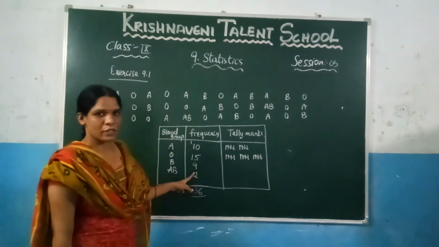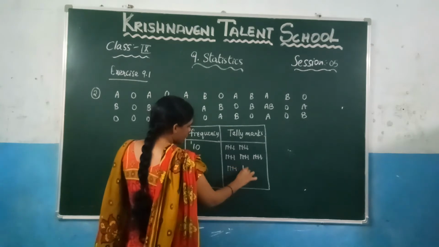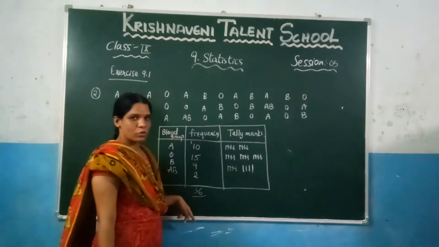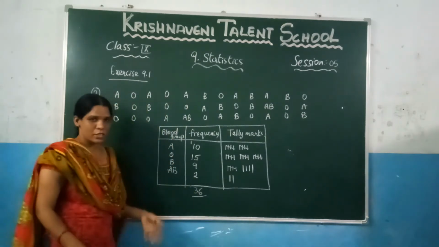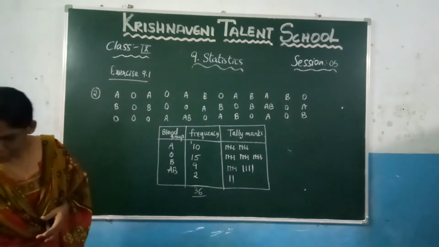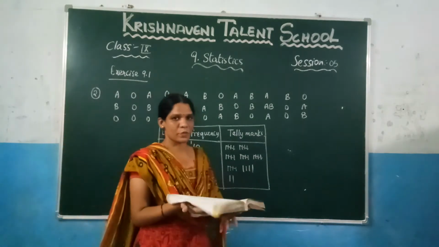Now go for the next one. You need to draw here 9 lines. 1, 2, 3, 4, 5, 6, 7, 8, 9. Now let us go for the next one, which is 2. Now the question is not completed. Here based on the data we have drawn here the frequency distribution table.